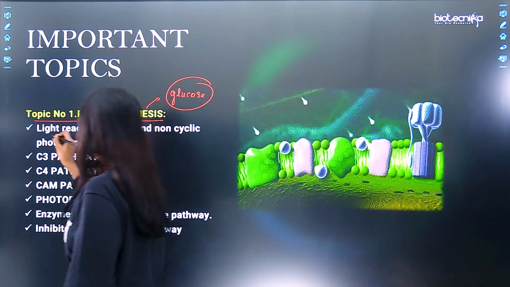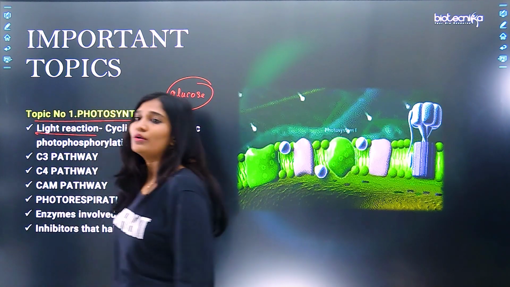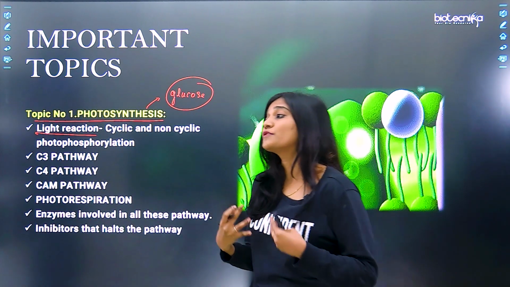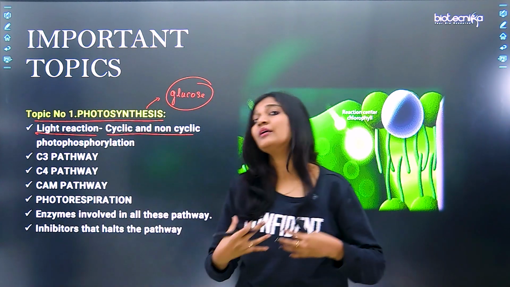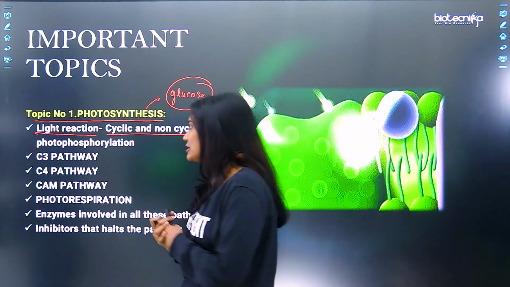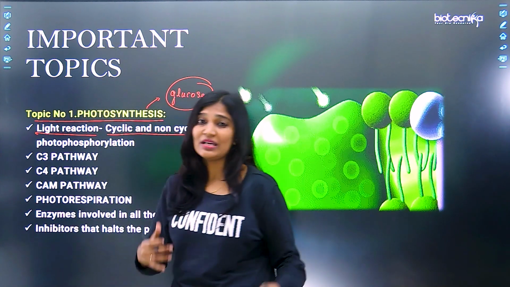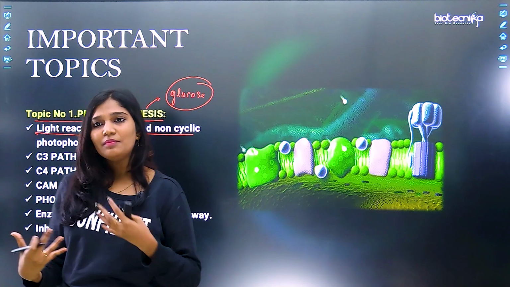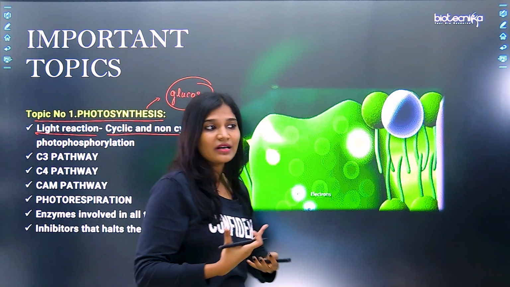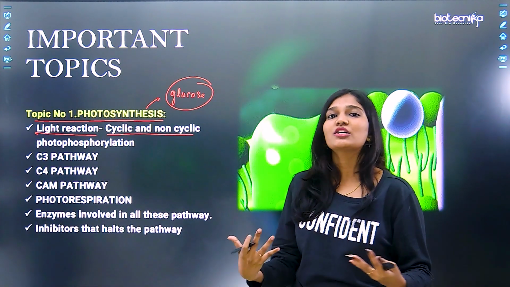The first thing, we already know about light reactions. So light reaction is called photophosphorylation. So here we'll be talking about what is non-cyclic photophosphorylation or cyclic photophosphorylation. In this pathway, there might be a question on how many ATPs and NADPH are going to be produced and how many are going to be utilized for production of glucose.